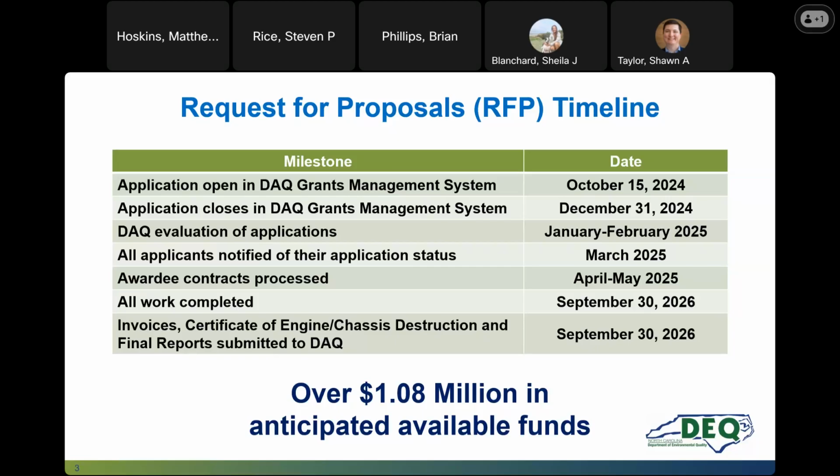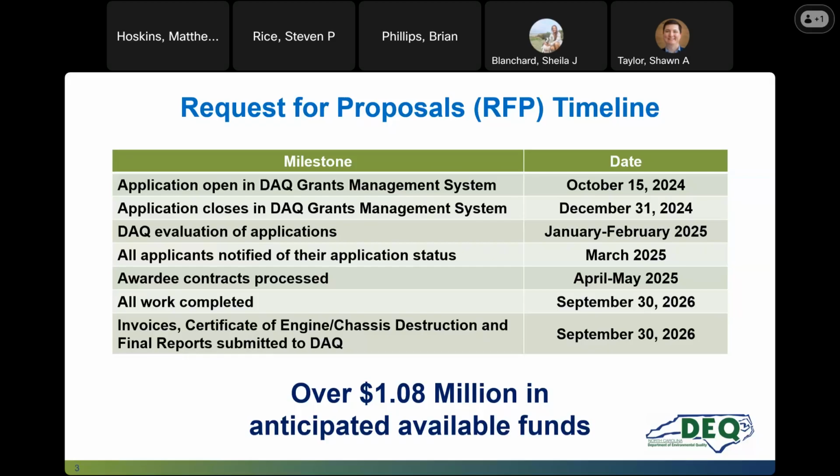We'll evaluate those applications at the beginning of the year, January, February, depending on how many we have. That's usually dependent on what kind of competition there is. If there are fewer applications, we'll get through them a lot faster. You should be notified of your application status, whether you've been awarded or not awarded, by March 2025. We hope to have contracts ready to go and processed April and May of next year.